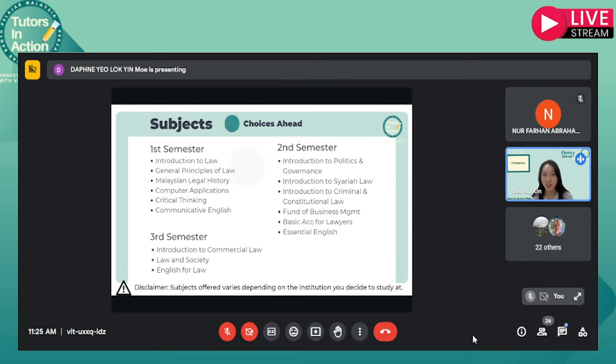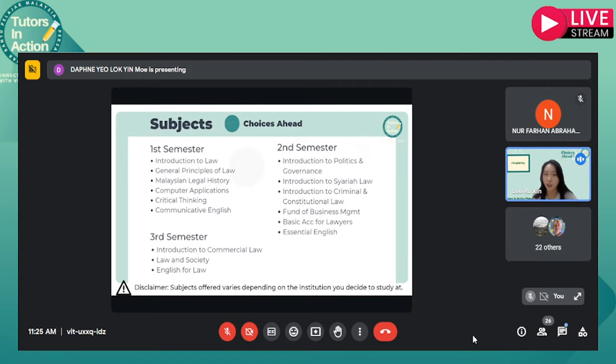For the second semester, which is the semester I'm in right now, as you can see, the first 3 subjects, which are the law subjects, all have introduction to in front of them, because as I said just now, foundation is merely a stepping stone for your law degree. You're only learning the basics of this stuff, and you learn it in detail when you're in your degree. So for the first subject, introduction to politics and governance, you learn a bit about political science, different leadership styles, and you learn about the government and how these two are interrelated.